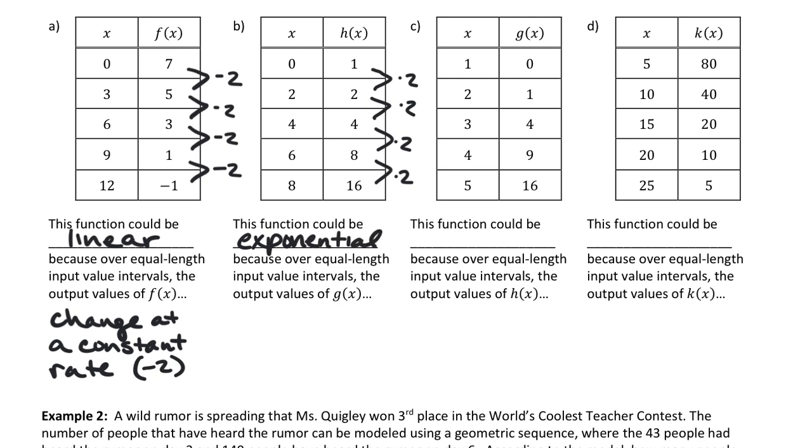Because over equal length input value intervals, the output values of, this should say h of x, oops, the output values of h of x change, and then good luck, Miss Quigley, proportionately.